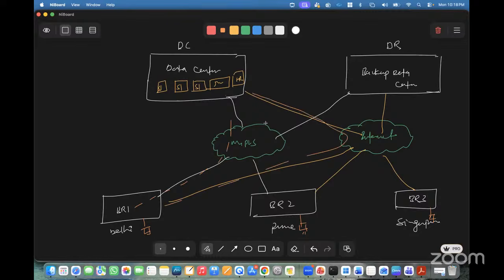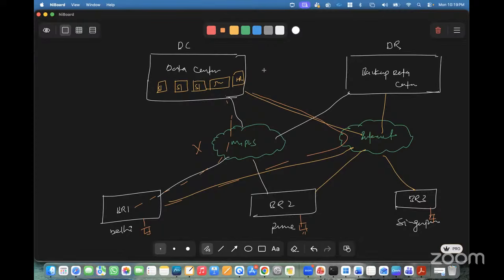Why are there two circuits? It's very important. Initially, the MPLS might be primary, but what if it goes down? So you require the backup path as well. If one link goes down, then you require another path, and based on that you make the connectivity with your data center.